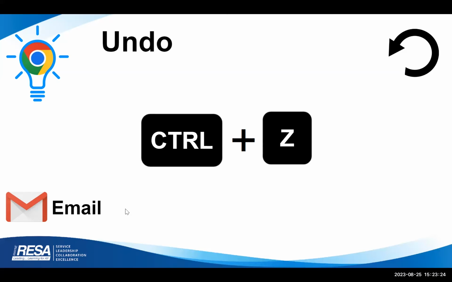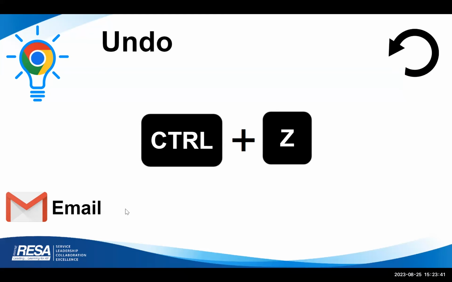Control Z is the universal undo. And I say universal because in almost any program that you use, whether it's a Microsoft program, a Google program, or a Google Doc, or an email, you can undo the last thing you did with Control and Z.